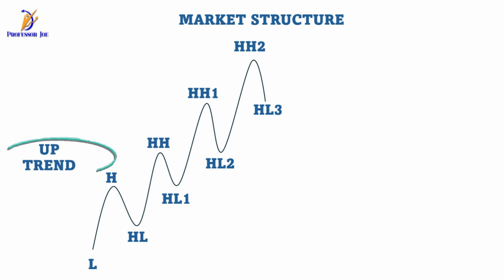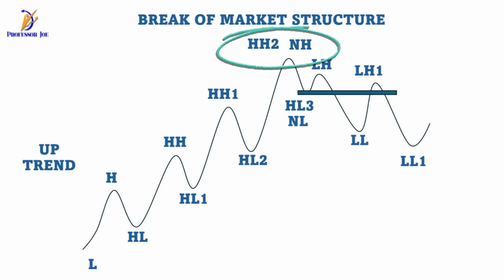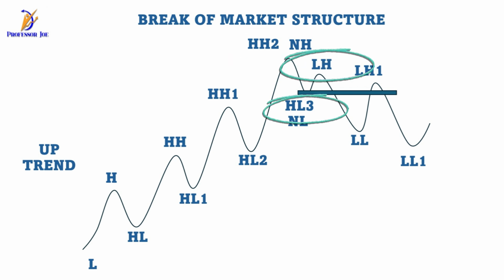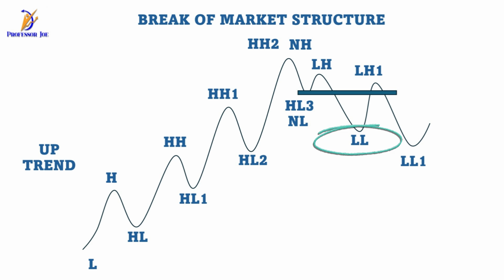But if the market decides to change its direction, this is what will happen. After the highest point over here, the price will make a new lower high. The price will also break the previous higher low, point number 3, okay, and the price will come down. So this way we are sure that the market structure of the uptrend is broken.